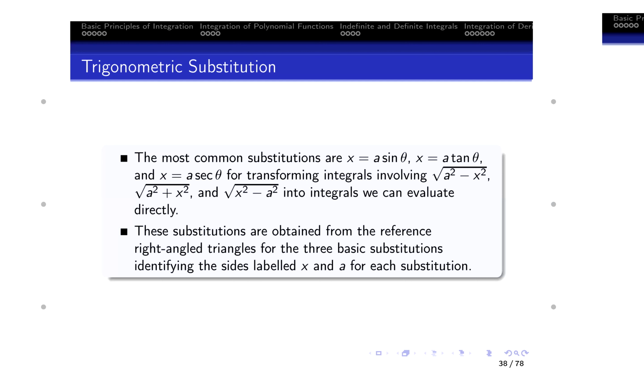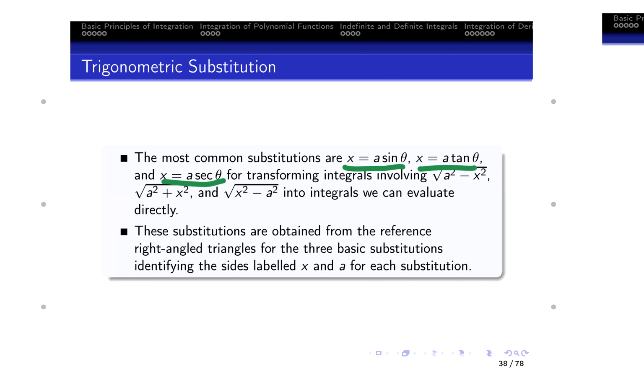In the case of algebraic substitution, we're substituting a whole expression with another letter, say p equals 5x squared plus 2 or something like that. But here we're replacing x with a trig expression based on the kind of expression you have. So the very popular ones are x equals a sine theta, x equals a tan theta, and x equals a sec theta. Those are the three common ones.